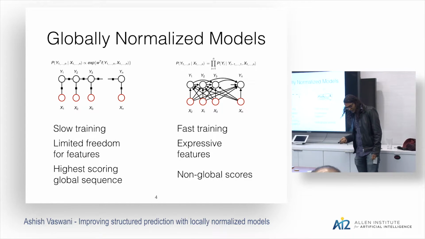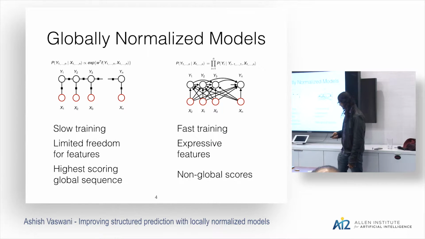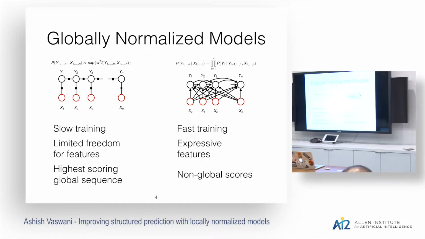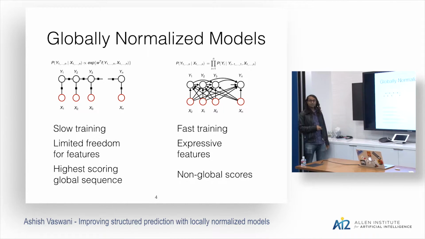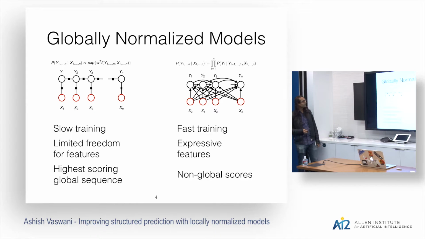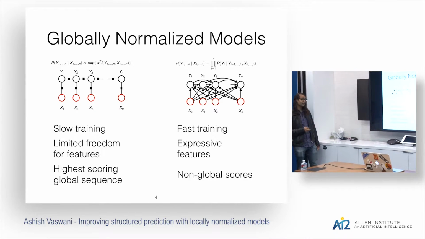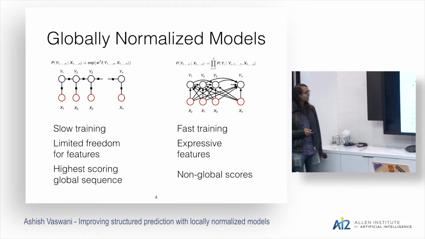So what are the advantages of both of them? MEMMs were really popular at one point, and the advantage is that you have really fast training with locally normalized models. You just have to extract features from the state and the action or label that you want to predict. In contrast, globally normalized models like CRFs are slow. In particular, if you have higher order features, higher order factors, then they're expensive to train because you have to do inference. Slow training limits the amount of feature expressivity you have.